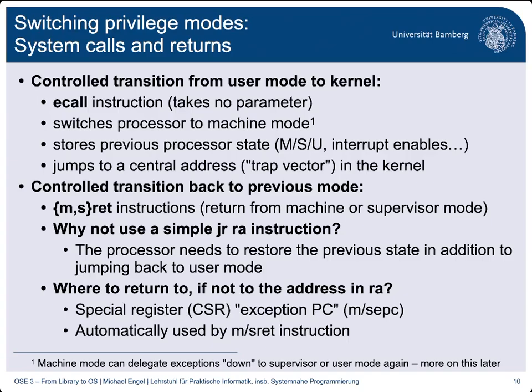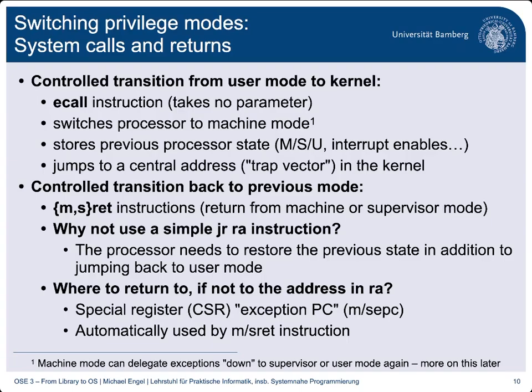And to go back from our operating system kernel functionality to user mode, we have this controlled transition back to the previous mode. So we use mret or sret depending on which mode our operating system runs in. So mret for our examples here. And I just explained why you cannot use a simple JR RA instruction. This is because we need to restore the previous state, which a simple jump to a register would just not do.